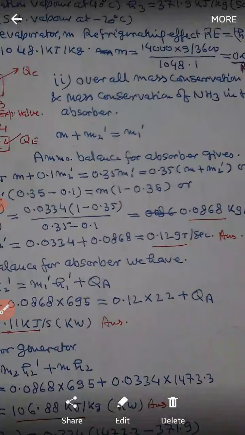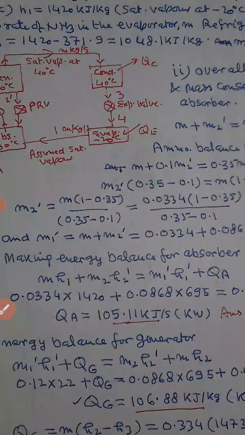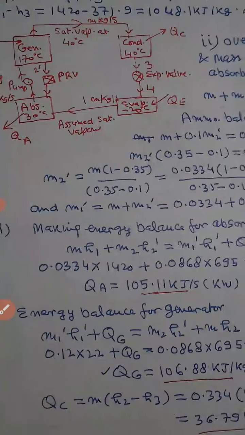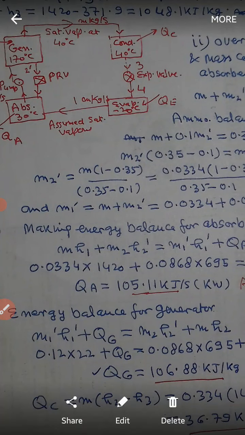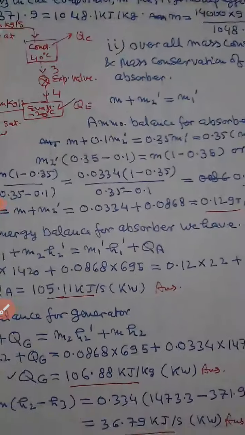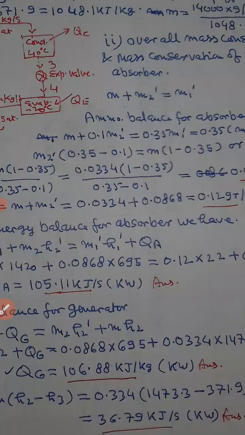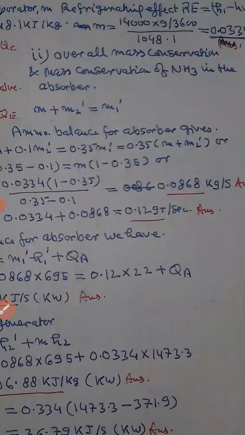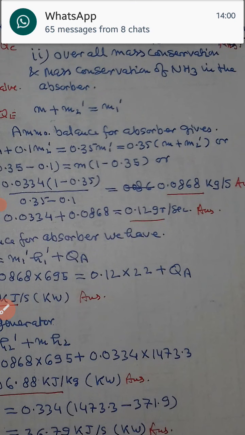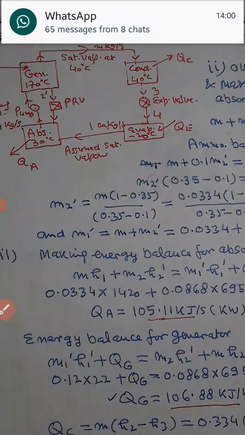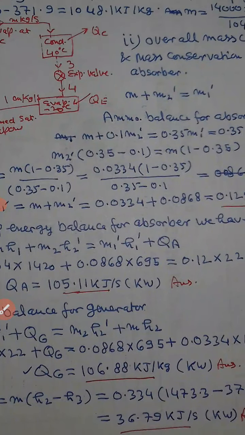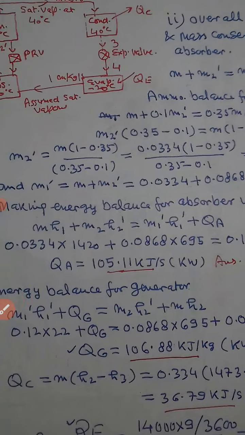For the absorber, we have m H1 plus m2 H2 dash is equal to m1 dash H1 plus QA. On calculation, 0.334 into 1420 plus 0.0868 into 695 is equal to 0.12 into 22 plus QA, and QA can be written as 105.11 kilojoule per second. That is also in kilowatt. One kilojoule per second is 1 kilowatt, that you know very well.